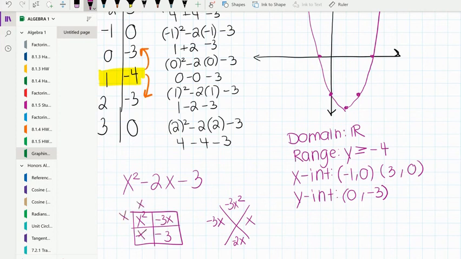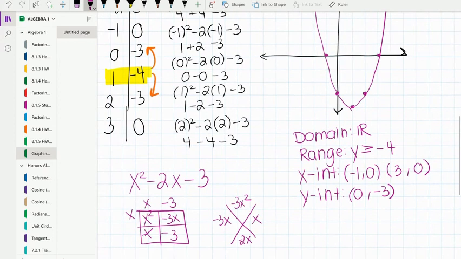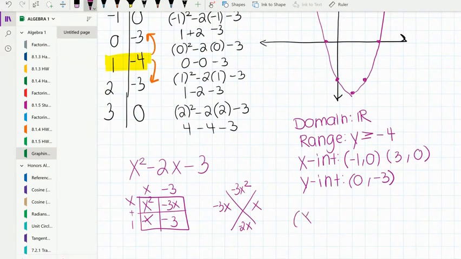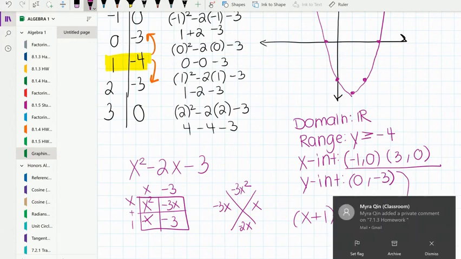And I get x minus 3 and x plus 1. So I want us to look at these factors, x plus 1 and x minus 3, and think about how those relate to the x-intercepts. So just think about that, because that's going to help us with the next lesson.